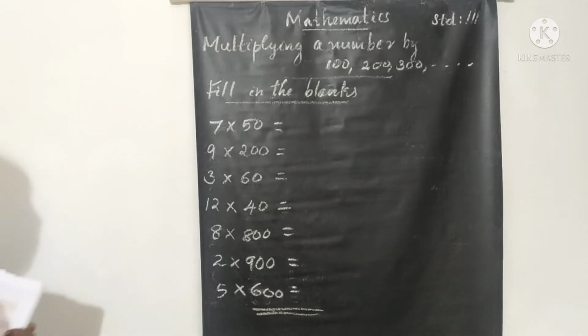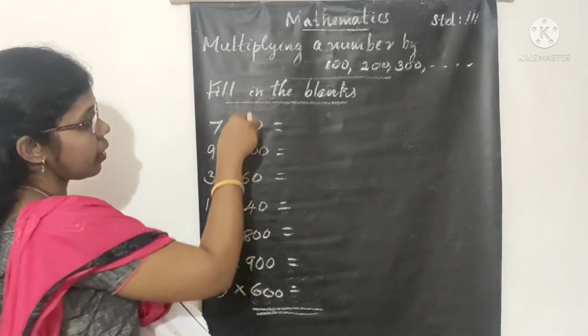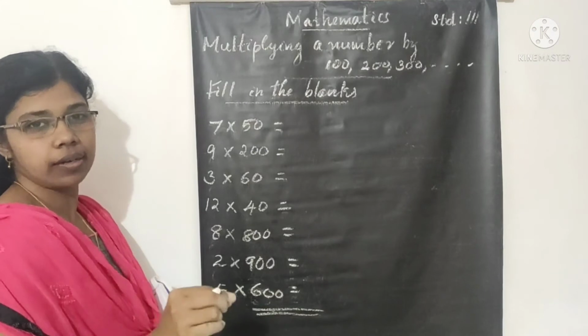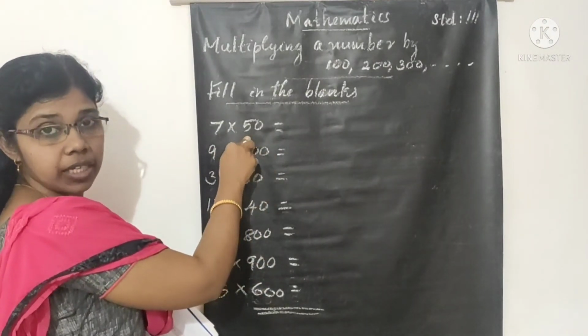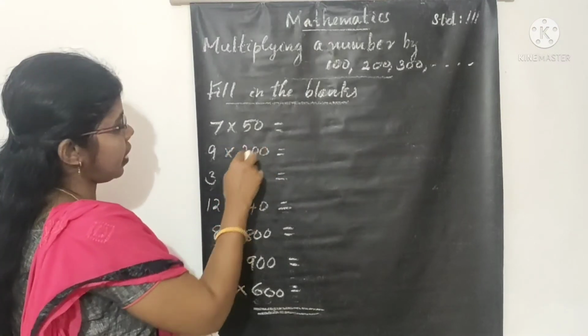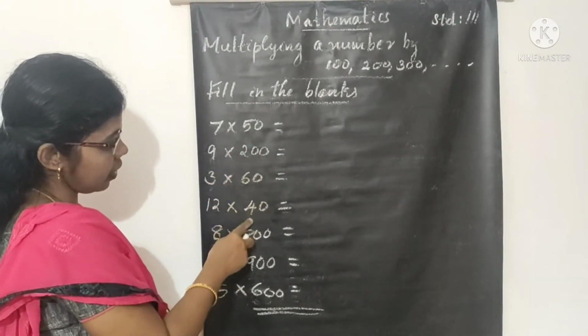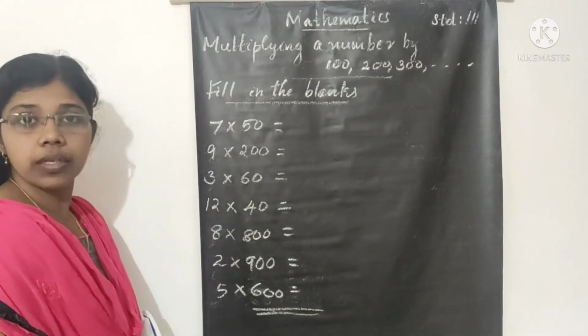Now I give some homework questions for you. Fill in the blanks. First, here is given multiplying a number with tens and hundreds. First, 7 into 50. This is multiplication with the tens, that is 50. Here, multiplication with the hundreds, 200. Here 60. These two are tens. Then all these others are with the hundreds.